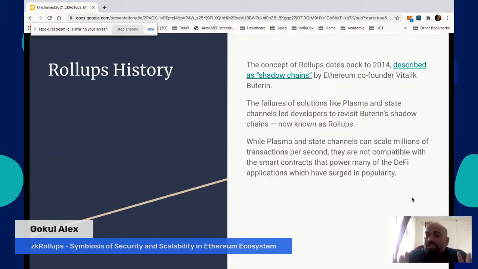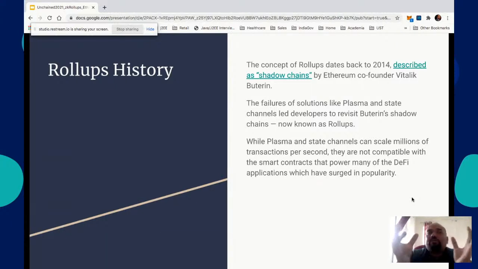There is no doubt plasma and state channels can scale millions of transactions per second, as we are seeing in plasma adaptations like Matic, and other state channel implementations like those we see in the Connext network, etc. Right? They can scale millions of transactions, but how much of that can be done in a layer 1 plus layer 2 combination? Perhaps that is the reason Vitalik has been actively evangelizing and supporting rollups in recent years.